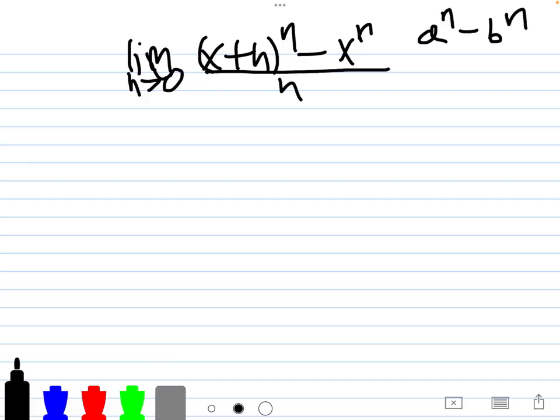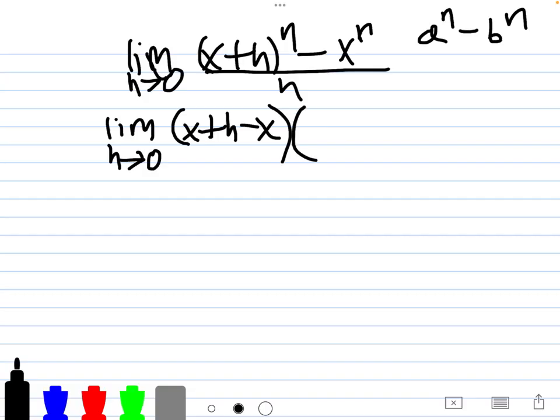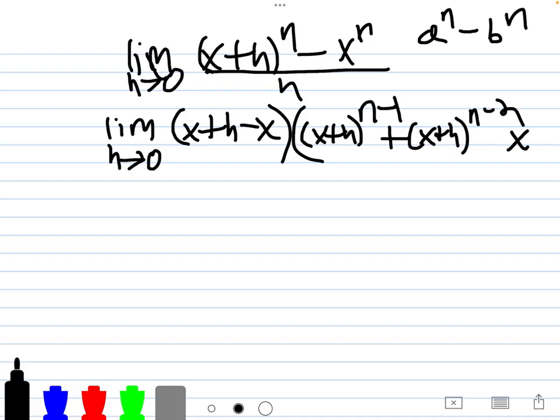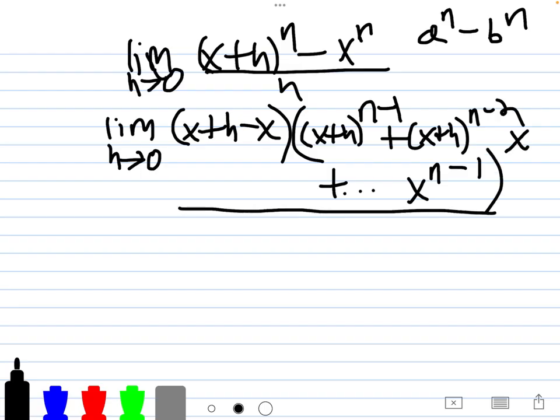So now that we know that, we can factor this out such that we have our a minus b, which will be x plus h minus x, multiplied by x plus h raised to n minus 1 plus x plus h raised to n minus 2 times x, plus so on and so forth until we eventually get to x raised to n minus 1. And this is all divided by h.